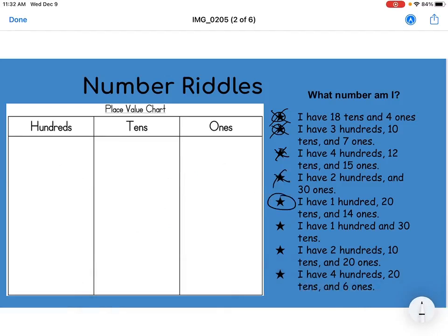Okay, our next riddle is, I have 120 tens and 14 ones. Okay, I see a lot of regrouping that we're going to have to do. So let's go ahead and pause the video and figure out how you're going to regroup those numbers to get your new answer.